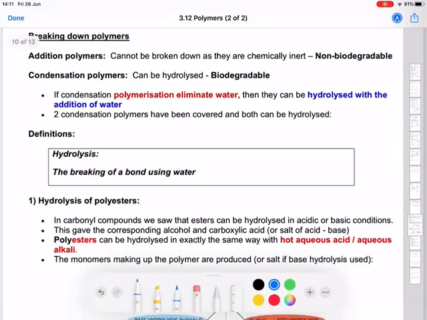Remember there's two types of polymers. There's addition polymers, which only have carbon bonds all the way along the structure, so carbon single bonds all the way along. And because these are non-polar, they don't attract water, and because they don't attract water, they don't react with water, so they don't break down, which is why these are non-biodegradable. Condensation polymers, however, are biodegradable, and they're biodegradable because they have polar groups which will attract water, and by adding water it's the reverse of the forward reaction.